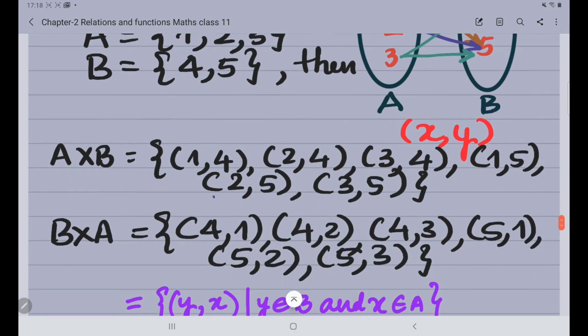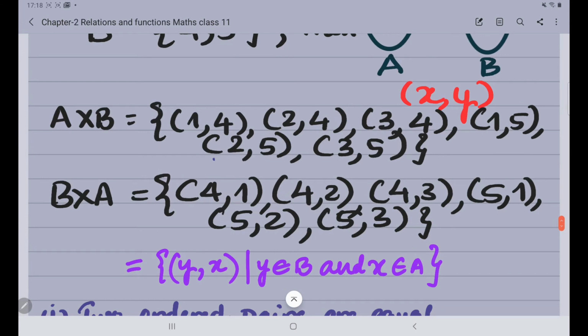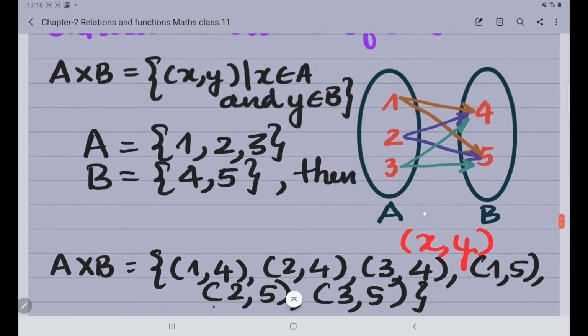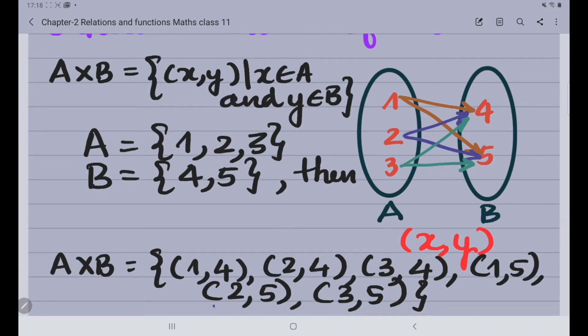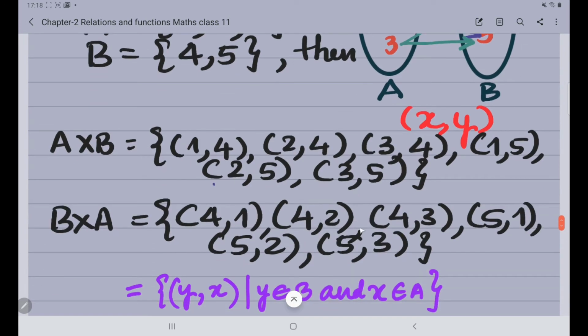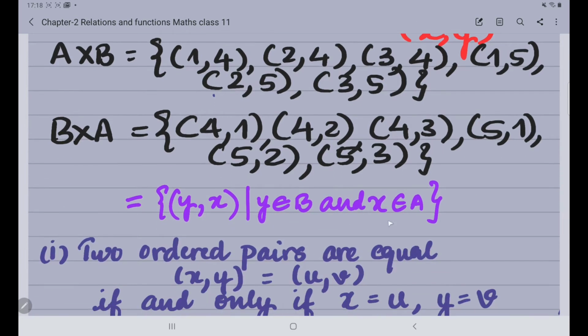Similarly, how can you form B cross A? B cross A means the set of all ordered pairs (y, x), where y belongs to B and x belongs to A. In A cross B it was (x, y). So how would it be in B cross A? (4, 1), (4, 2), (4, 3), again (5, 1), (5, 2), (5, 3). Let's check the answers: (4, 1), (4, 2), (4, 3), and (5, 1), (5, 2), (5, 3). This is how you represent it in set builder form.